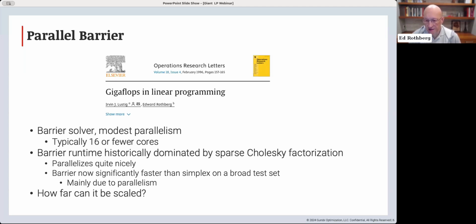You have to solve linear systems in order to get direction vectors. And typically the most effective way to solve linear systems is to do a Cholesky factorization and then a set of triangular solves using the results. And this factorization also parallelizes quite nicely. And as a result of this, as the number of cores in CPUs has grown, the performance of barrier relative to the performance of simplex has grown as well. And it's probably just a result of the fact that it can exploit parallelism where simplex cannot. So if we're looking at expanding frontiers, then an obvious question is, how far can this parallelism that we're already exploiting in barrier be pushed?